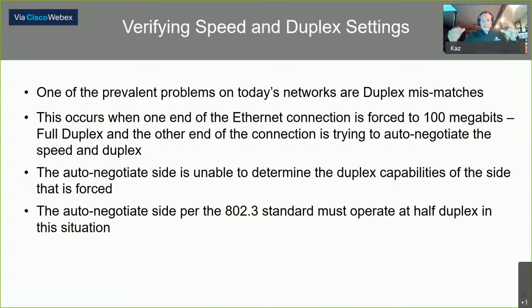And that allows them to determine how fast they can talk and whether or not they're negotiating in full duplex. When you have one side set up as auto-negotiate and the other side set up as forced, then the auto-negotiating side never receives that handshake beacon saying to auto-negotiate. So he is actually, by the standard, forced to go into half duplex mode.